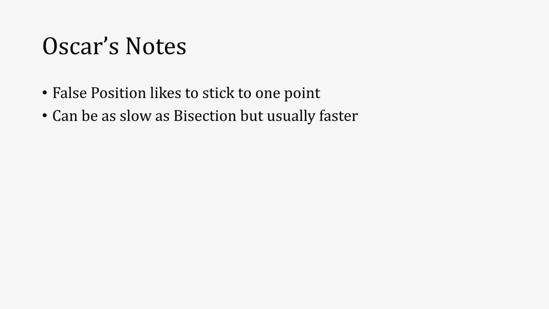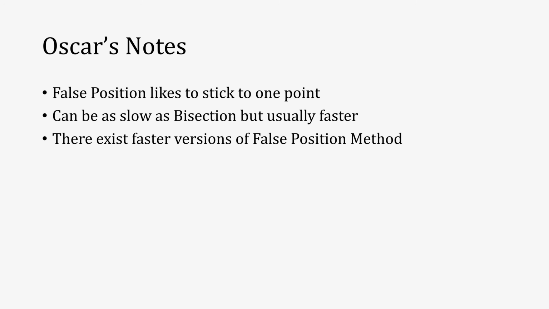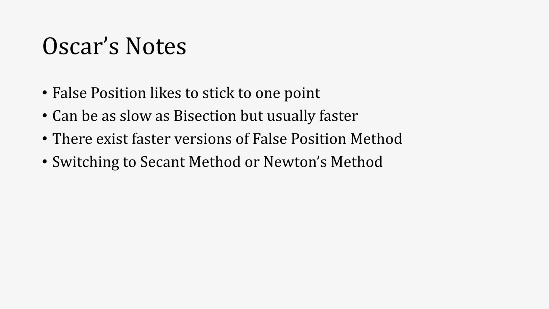Some things to keep in mind: false position method likes to stick to one point, as it did in our examples, and it can be just as slow as bisection, even though it's usually faster. There are ways to improve the performance of false position method, but in practice people will just switch to Newton's method or secant method once it looks like it's starting to converge.